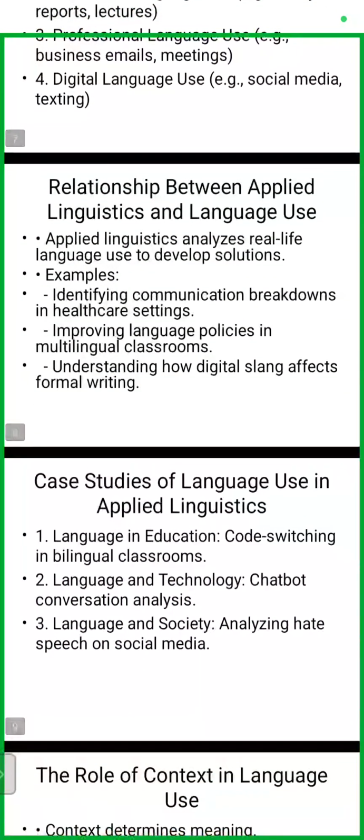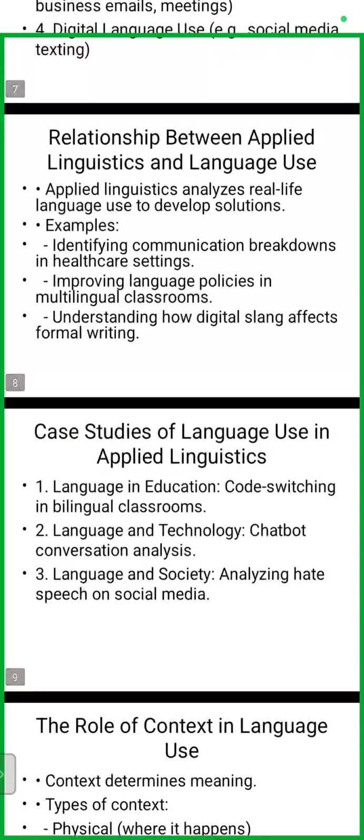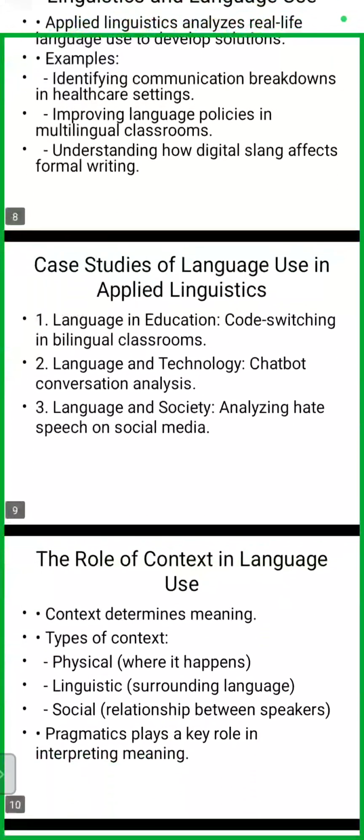Next is the relationship between applied linguistics and language use. Applied linguistics analyzes real-life language use to develop solutions, for example, identifying communication breakdowns in healthcare settings, improving language policies in multilingual classrooms, understanding how digital slang affects formal reading.